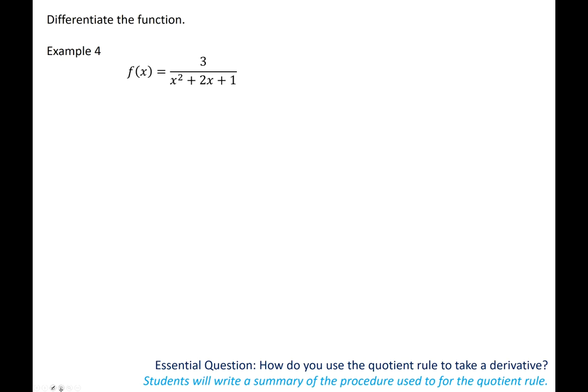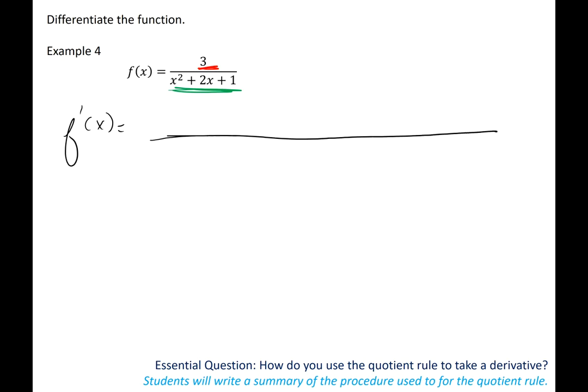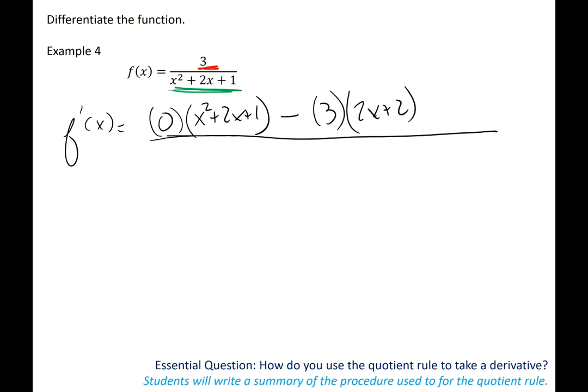Let's look at this one here. So, what is your red function? 3. Good. What is your green function? Good. All right, so I'm going to start my derivative. So, derivative of the red is 0. Excellent. And then keep the green exactly the way it is, x squared plus 2x plus 1. What operation do I put in between? Subtraction. All right. I keep the red the way it is. What's the derivative of the green? 2x plus 2. Good. And then what do I do on the bottom? Green squared.